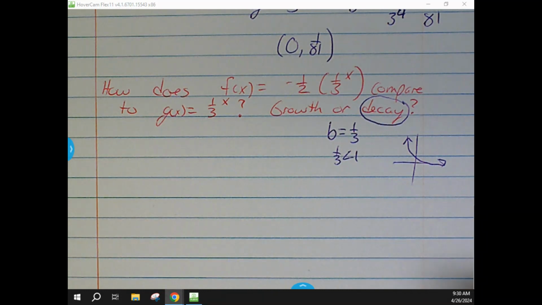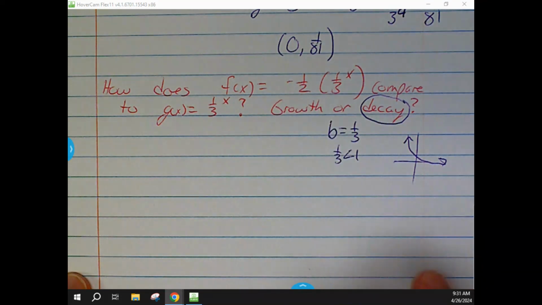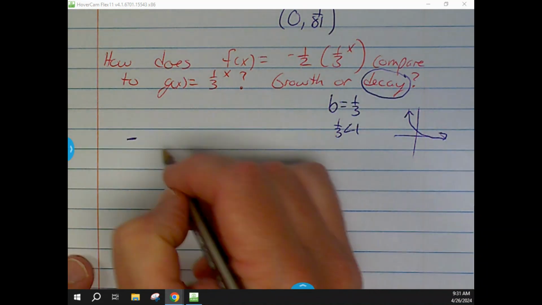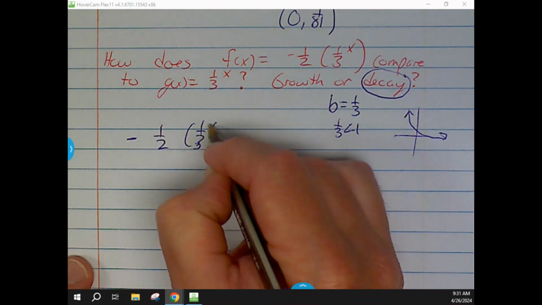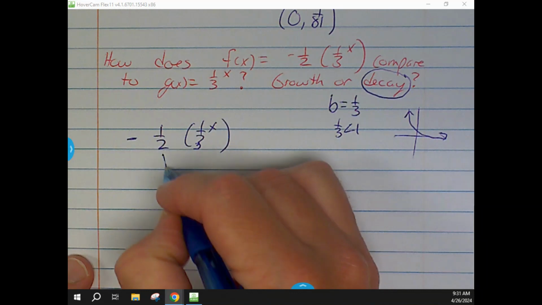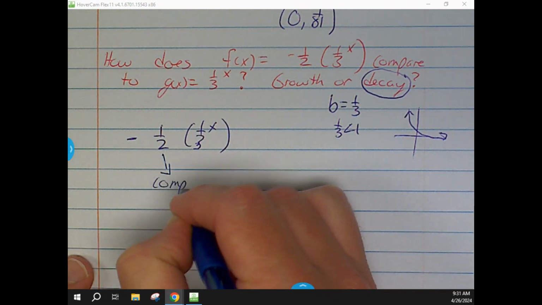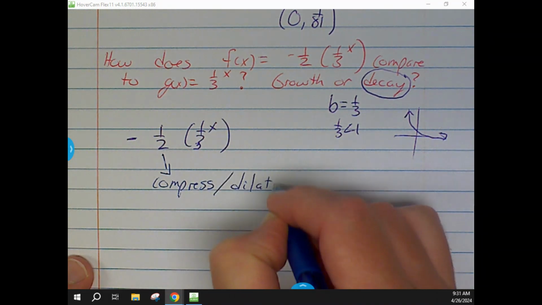Now what did we do to take this graph and get it here? What transformations are we doing to this thing? First, when you have the negative that's here, if we had 1/3 to the x power, that's the part that's the same. But what does the 1/2 do? Does it stretch or shrink? That's a shrink, or a compress. They may say compress, they may also say dilation of 1/2.